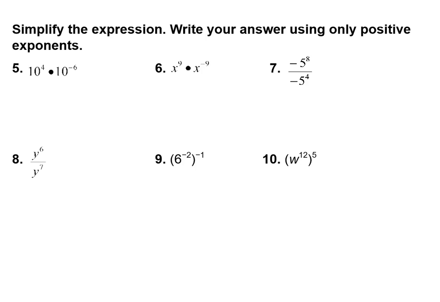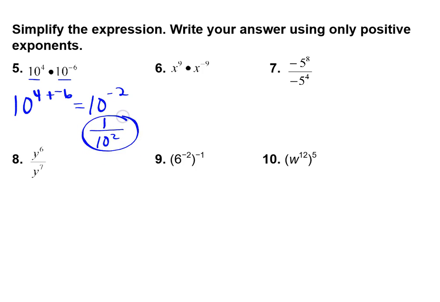So here's a few more for us to practice with. Here the base is written twice, so we're going to add those exponents. 10 to the 4th plus negative 6, 10 to the negative 2, so 1 over 10 squared. For number 6, we have the base written twice, so we're going to add 9 plus negative 9 is 0. So x to the 0 power is just 1.